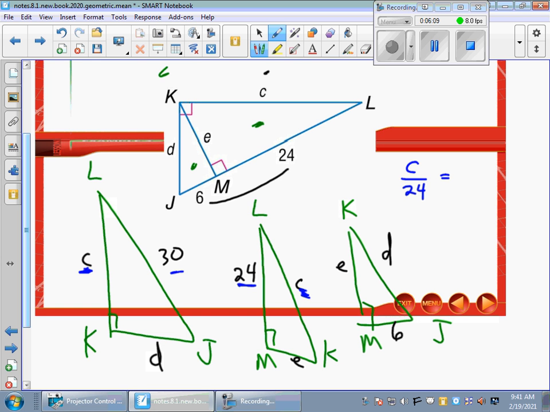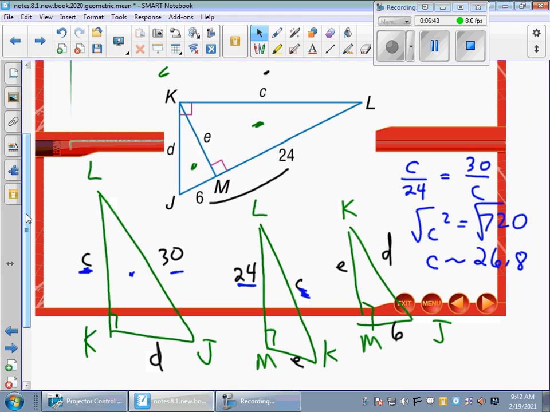But again, what came first? So C over 24, if I start with this triangle, I have to go back with that triangle, equals 30 over C. And again, when we solve this, we should cross multiply. So C squared equals 30 times 24, and that's 720. Then you take the square root of all that, and C, let's round to the first decimal, is about 26.8. So that's how we would do that one.